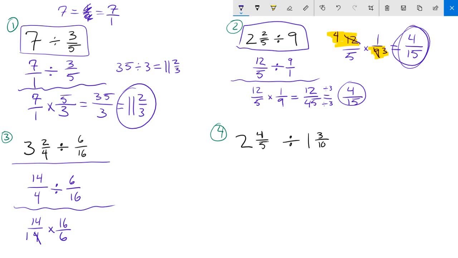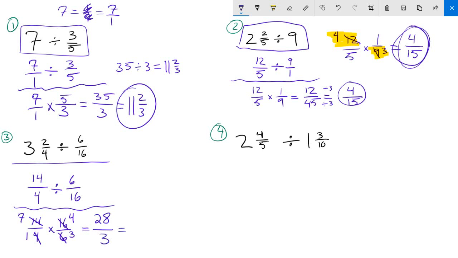So 4 goes into 4 one time. 4 goes into 16 4 times. 14 and 16 have a common factor of 2. 2 goes into 14 7 times. 2 goes into 6 3 times. And then I'm going to multiply across. 7 times 4 is 28. 1 times 3 is 3.